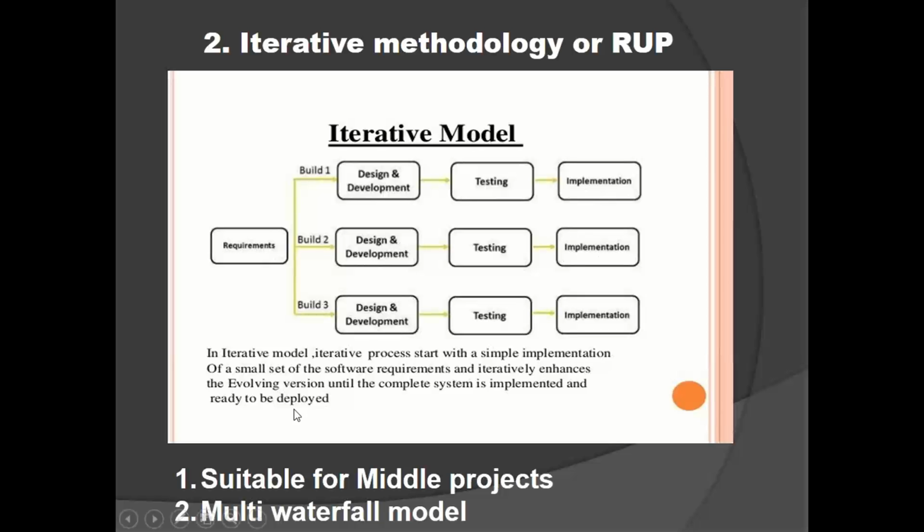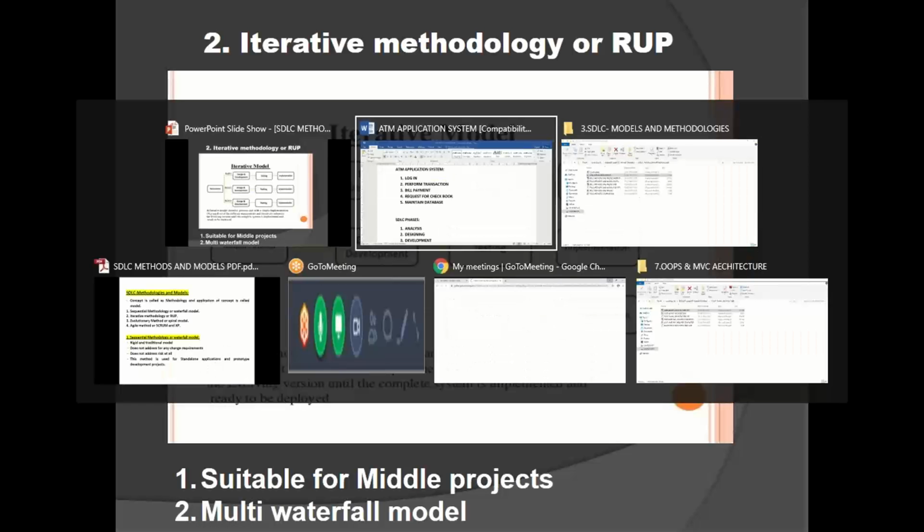In the iterative model, the iterative process starts with a simple implementation of a small set of software requirements and iteratively enhances the evolving version until the complete system is implemented and ready to be deployed. Just go to the notes once.